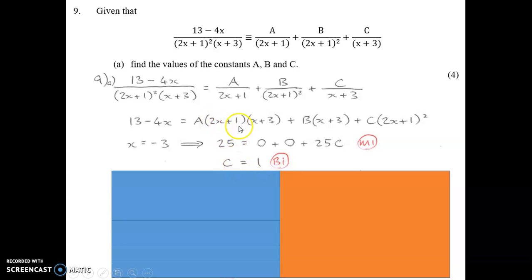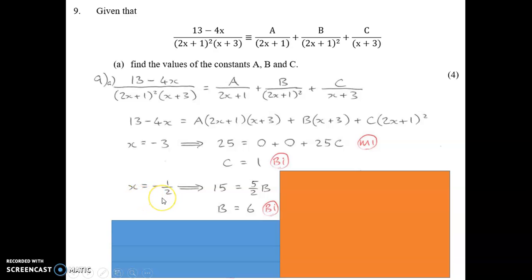I can then do exactly the same and make these brackets equal to 0 by substituting in a value of x equals negative a half, and in a similar way that cancels this expression and this expression and just leaves us with b into, and it'd be 5 over 2 if I substitute negative a half in there. Do the same to this side, substitute negative a half over there, I get 15. So I end up with this equation here, which I can solve again to get b equals 6.